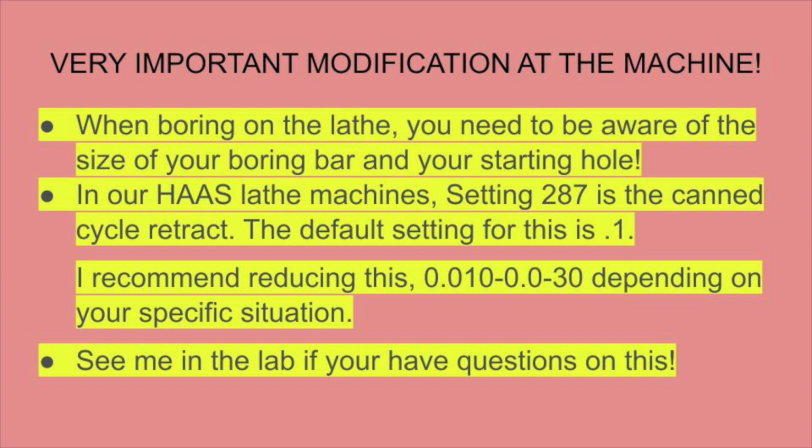If you're using a boring bar that's close to the diameter that you're entering, that retract could allow you to hit the wall on a rapid retract back to its starting position. I recommend reducing this to 10 to 30 thou depending on your specific situation.